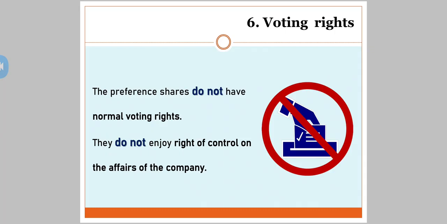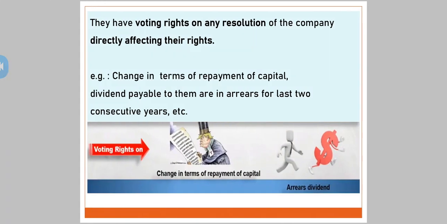They have got voting rights only on those matters which affect their interest. See, the preference shares do not have normal voting rights. They do not enjoy right of control on the affairs of the company. That means they have got no right to select their board of directors. Who has got this right? Equity shareholders. See, they have voting rights on any resolution of the company directly affecting their rights, their interest.